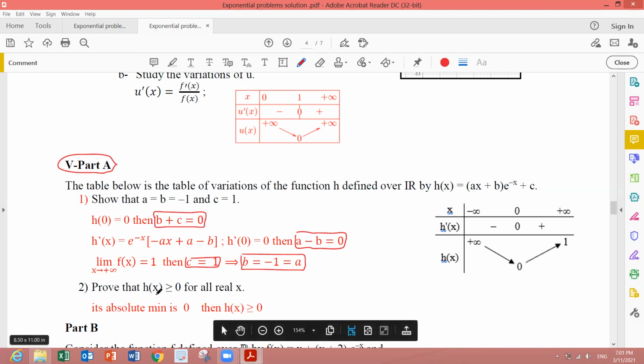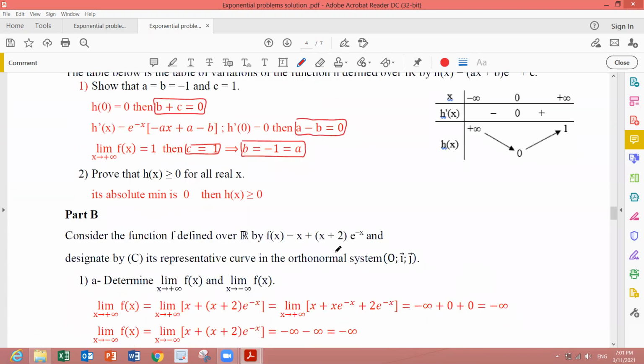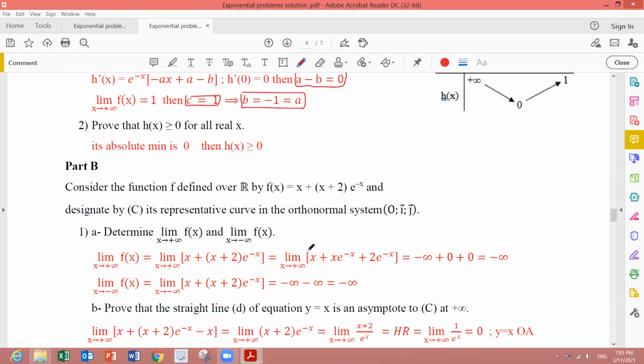Prove that h(x) is greater than or equal to 0. Since the minimum of h(x) is 0, it means h(x) is greater than or equal to 0 for every x belonging to minus infinity, plus infinity.